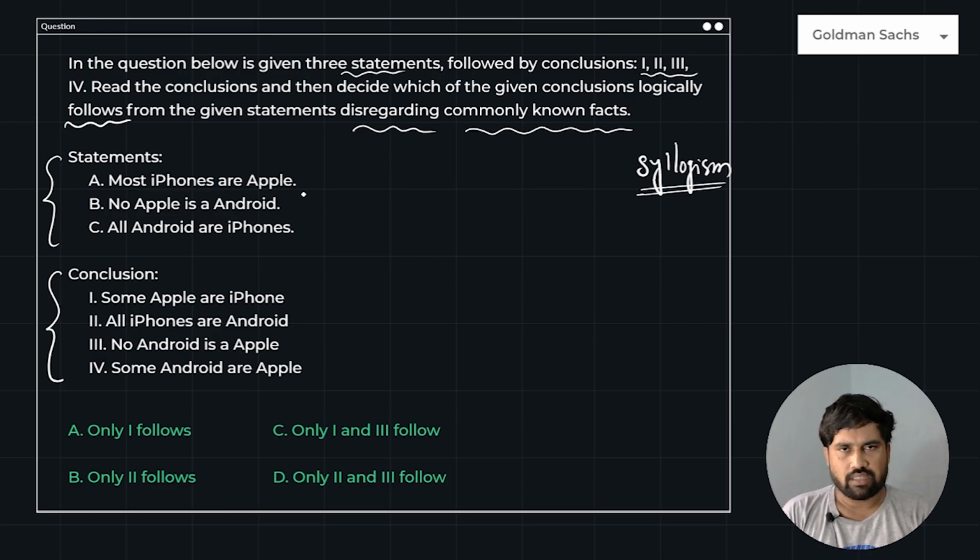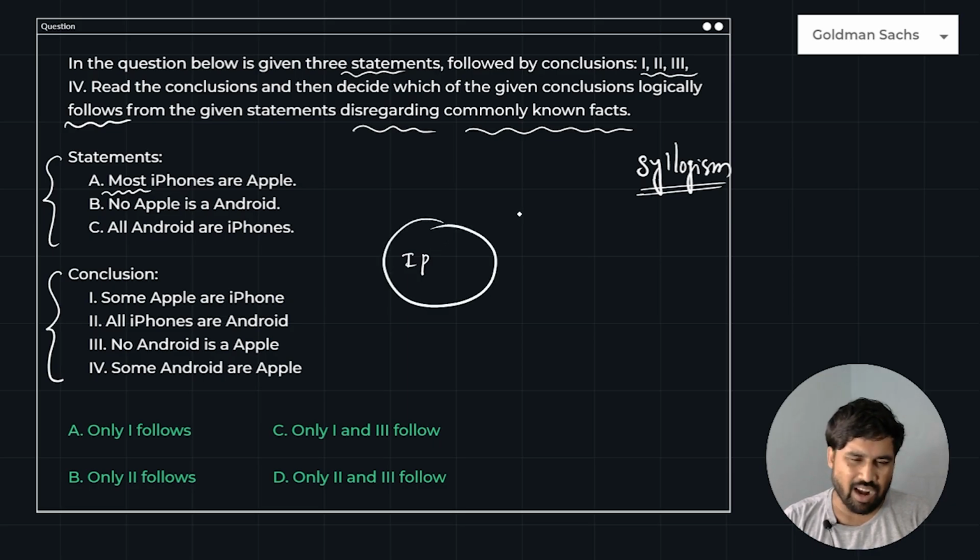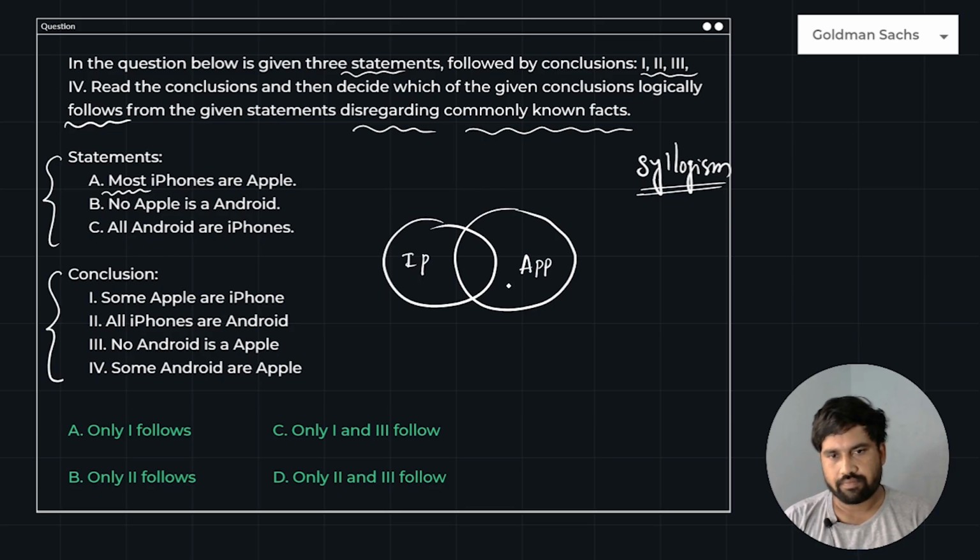Most iPhones are apples. So most iPhones are apples is nothing but, guys, don't confuse yourself with this type of statement. Most iPhones are apples is nothing but maybe 99%, but not 100%. So you have to draw the picture like iPhones. This is the set, and most means like some. So apple, and no apple is an Android. So no apple is an Android. So I have drawn the picture, and all Android are iPhones.